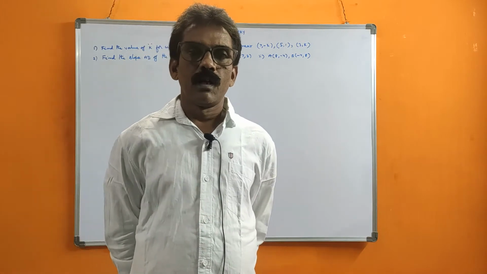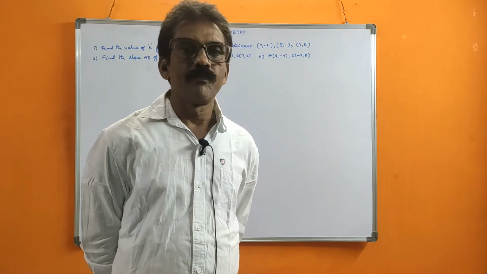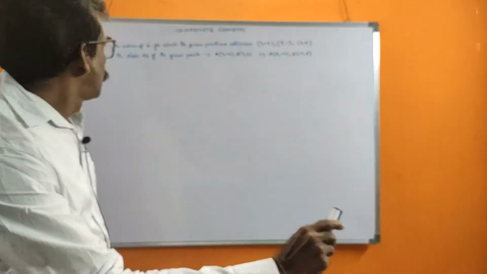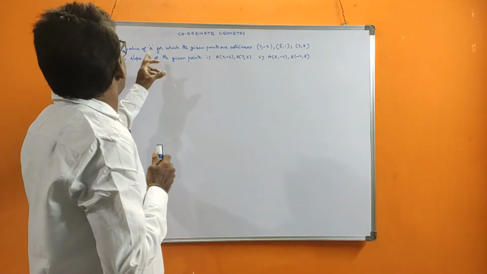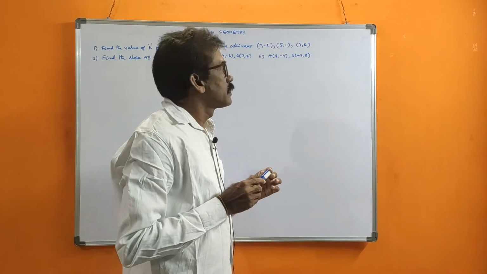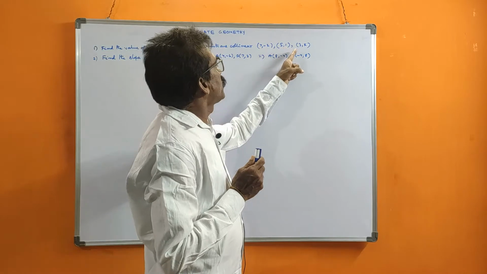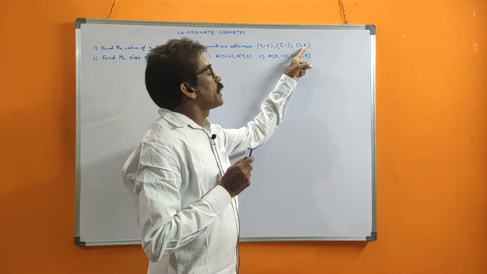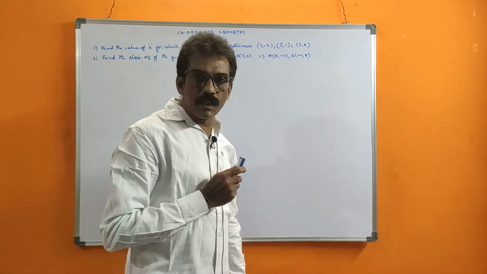In this video, I want to explain some more numerical problems on coordinate geometry. Now, the first problem is: find the value of k for which the given points are collinear. That means three points are given, (7, -2), (5, 1), (3, k), with k given instead of a number. So we should find for which value of k these three points are collinear.